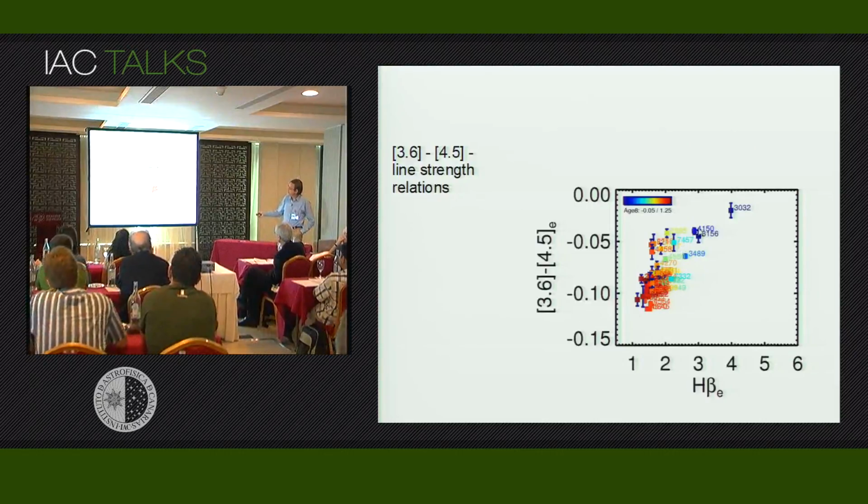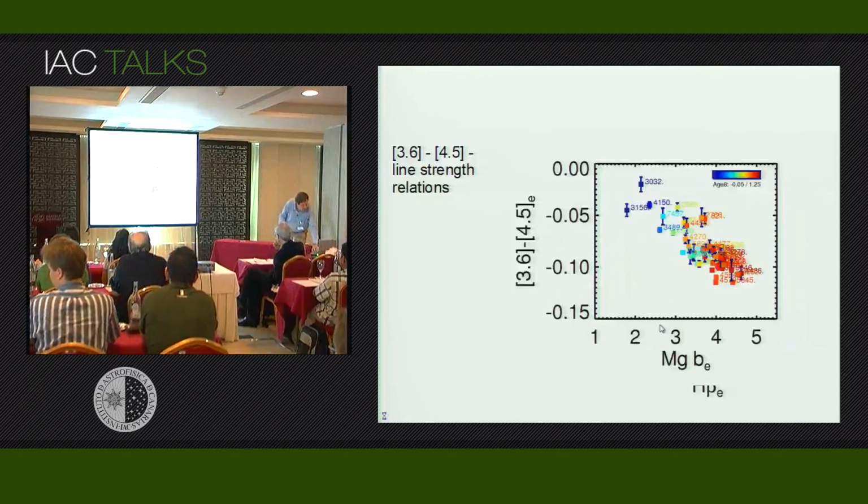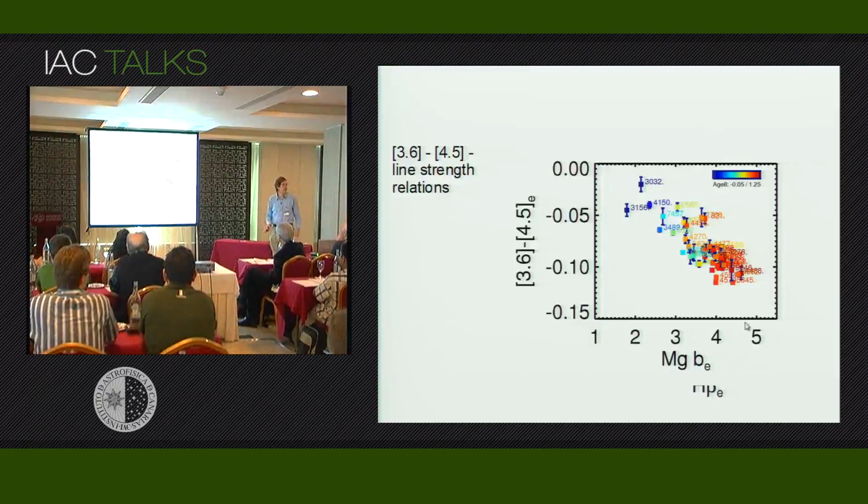So let's compare the line strengths and the 3.6 minus 4.5. There is a comparison with H beta, so there is similar information contained in it, but the young populations are more effective in H beta than in 3.6 minus 4.5. And this is the one with magnesium. And here you have a very similar, it's completely the same. There's a bit of scatter, but for the rest it's just 1-to-1.